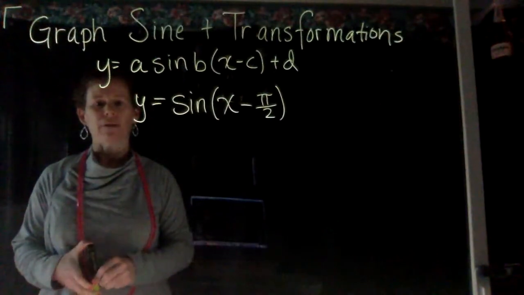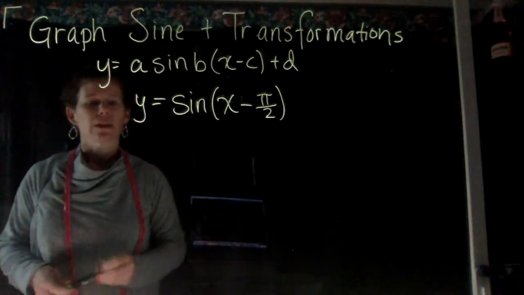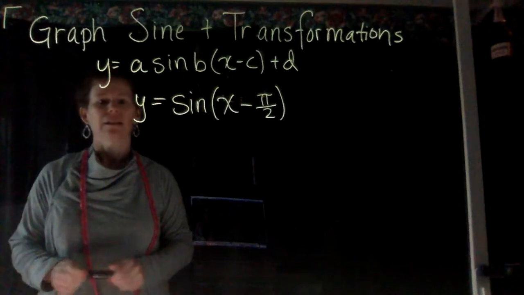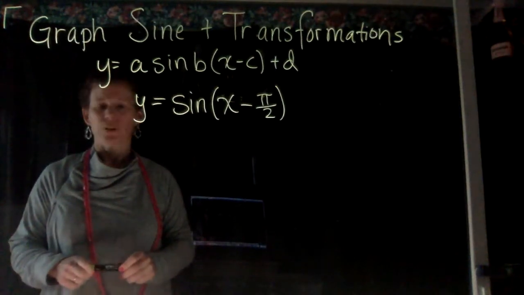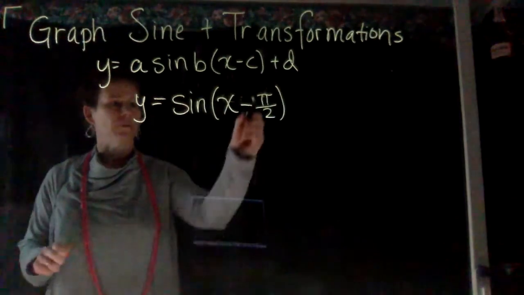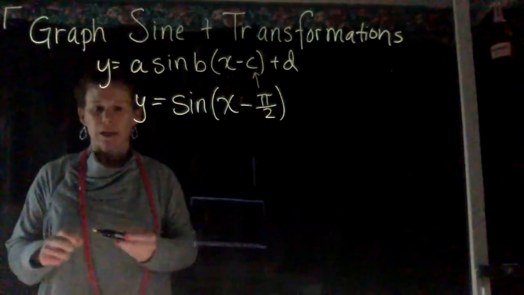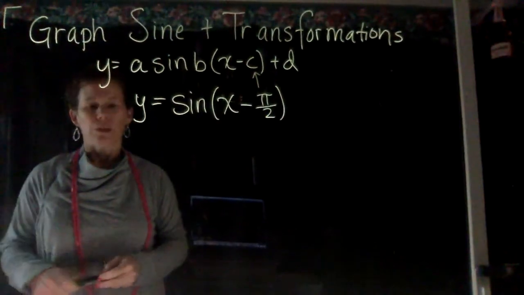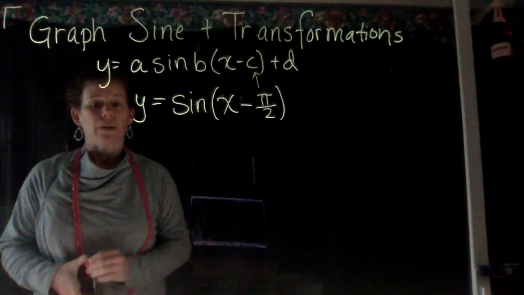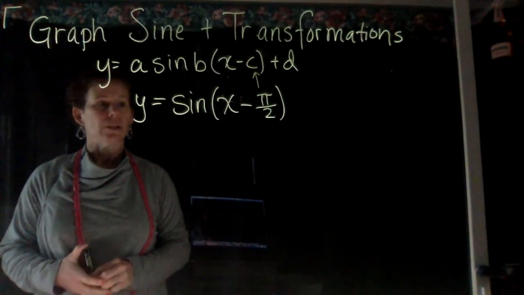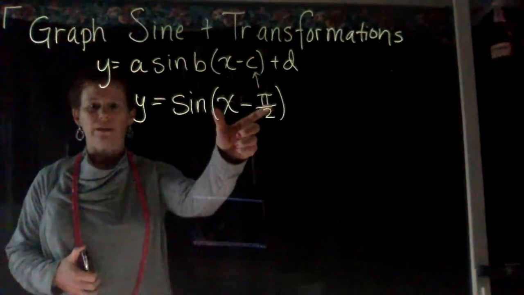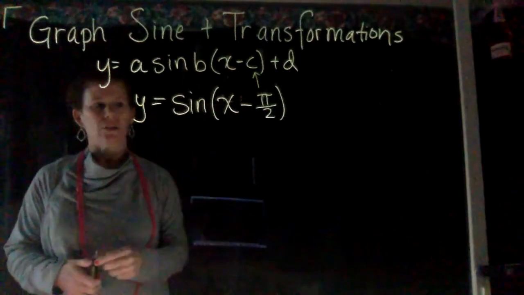Part 2 of graphing sine and its transformations. This time we're going to look at y equals sine of x minus pi over 2. So you can see we are going to investigate the c value and what happens to the graph when we change that. We know from our other family functions that when we change something within the grouping, then that's going to affect the x and it's going to go left or right.